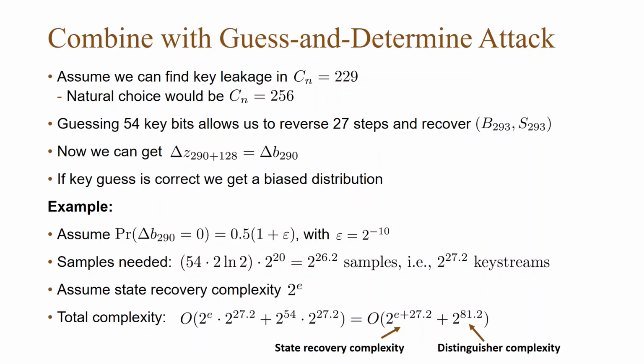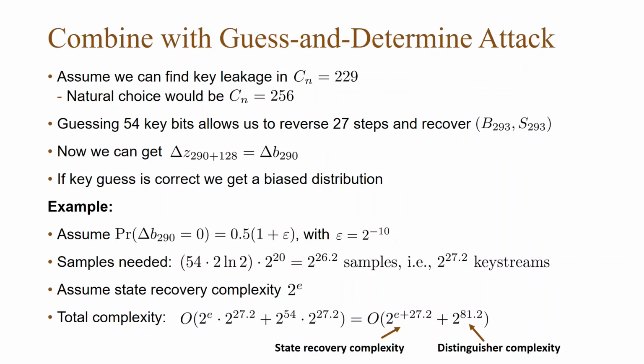This now means that we can get z_{290+128}, which would be delta 290. Now, if the key guess is correct here, we will get a bias distribution. Now, let us give a simple hypothetical numerical example. Assume that under a certain choice of key, the probability of delta B_290 being 0 is 0.5 times 1 plus epsilon, with epsilon equals 2 to the minus 10. Using results from hypothesis testing, this means that in order to distinguish this distribution, we need 54 times 2 ln 2 times 2 to the 20, which equals approximately 2 to the 26.2 samples.